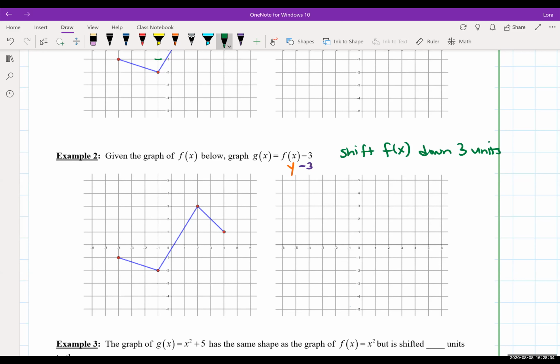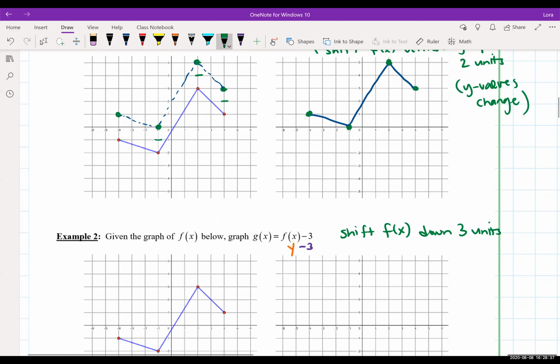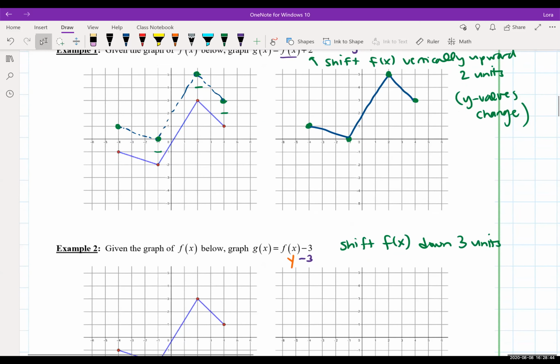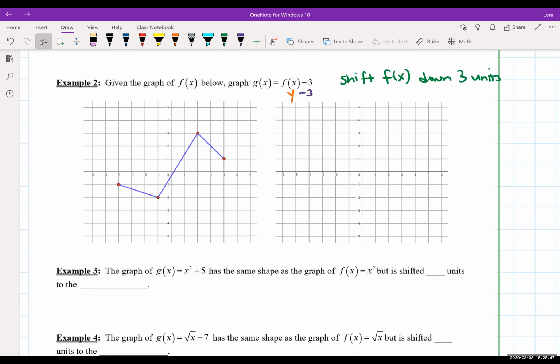And again, if you're a little confused, do what we did earlier with the square root of x plus 2. Maybe you want to do the square root of x and then minus 3, and you can see how it modifies. Totally okay. So if we do this together, let's just modify every single y value, shifting down 3 units. I do some counting. -4, -1 now turns into -4, -4. I'll copy that over to my final draft. -1, -2 now turns into -1, -5.